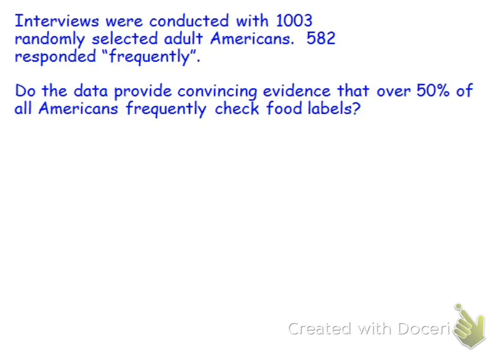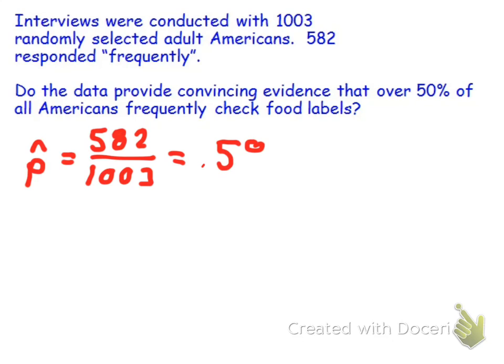So first off, let's take a look at some of the data we already have. It'd be natural right now to look at p-hat. 582 Americans in this survey said they do frequently look at the labels out of 1,003, and that's 58%. So it seems like we're over 50%, but is that 58% convincing evidence? Is that big enough for us to conclude something about the entire population?